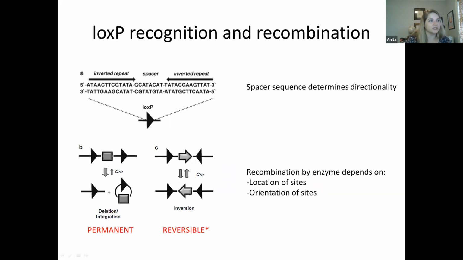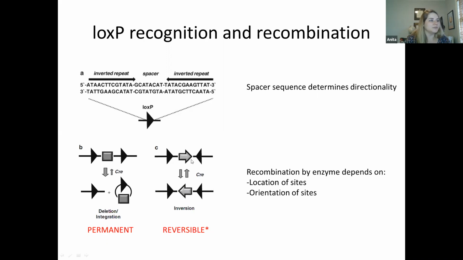Now let's go into a little more detail about the actual genetic code we're talking about. Again, we have the inverted repeat, which is exactly opposite of this site. This is the directionality. Then you have a spacer sequence, and its orientation determines the directionality. If they're the same, they're in the same direction, and this will lead to deletion, and that is a permanent deletion. We'll talk a little about why it's important that it's permanent.